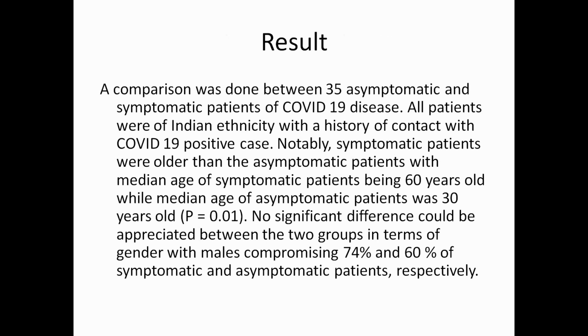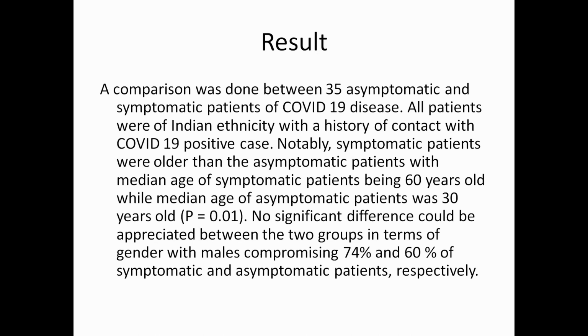Result: comparison was done between 35 asymptomatic and symptomatic patients. All patients were of Indian ethnicity with a history of contact with COVID-19 positive cases. Notably, symptomatic patients were older than asymptomatic patients, with a mean age of greater than 60, and asymptomatic patients at the age of 30, P 0.01.